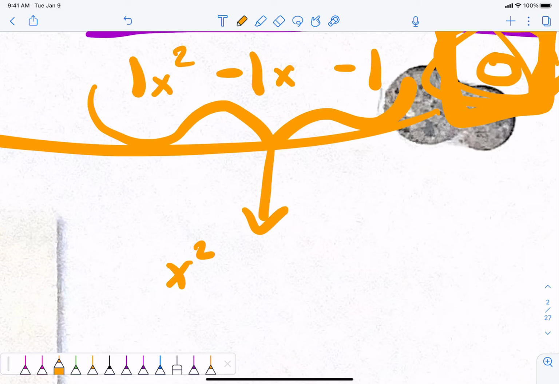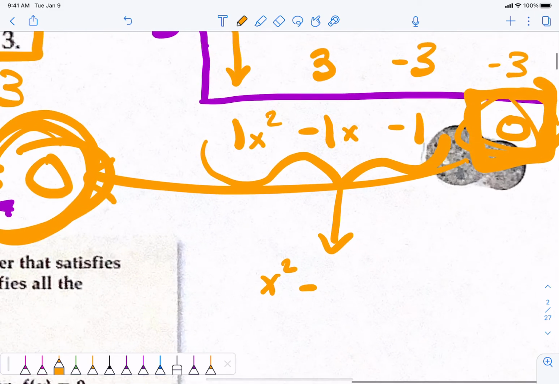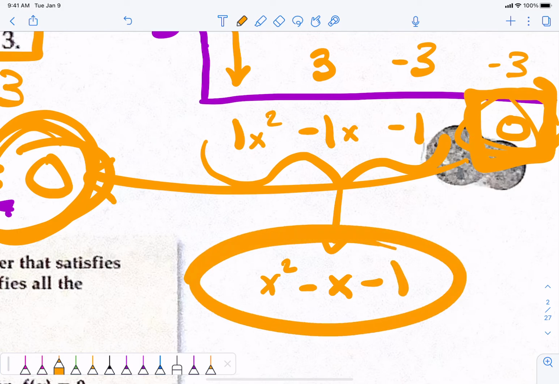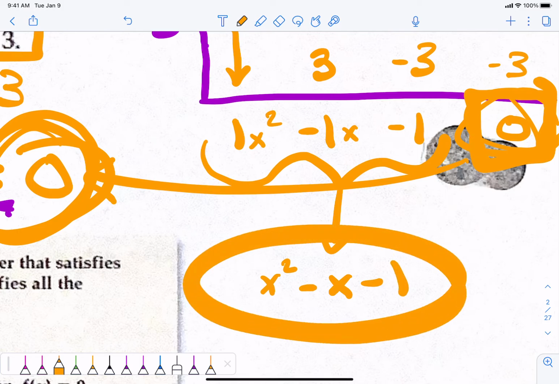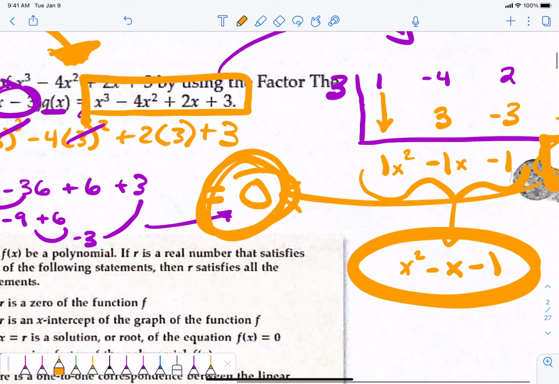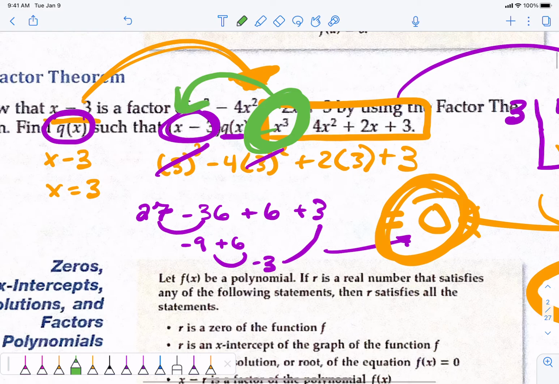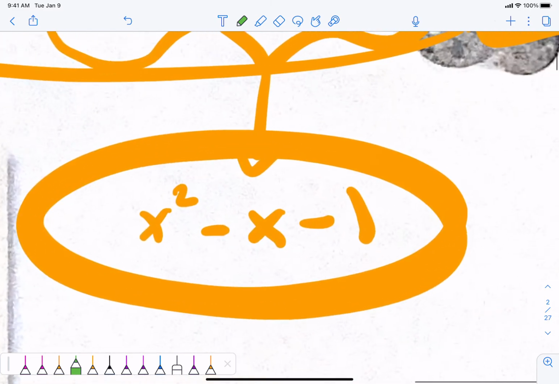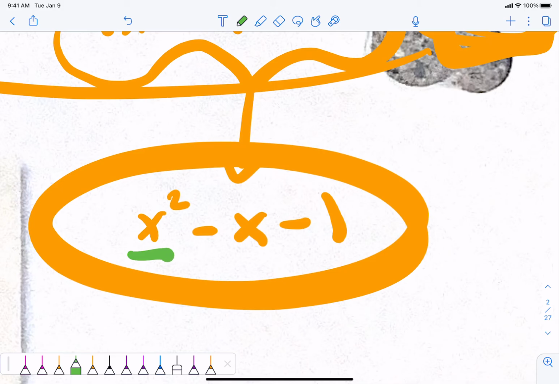Wait, what? We're starting with x squared minus x minus 1. This is what I get when I divide. Okay, let me go through that again so you know. I'm taking an x to the third power, that's the highest power here, and I'm dividing by x minus 3. That means I'm dividing an x off, right? x to the third divided by x means we're starting with x squared. Okay? Happy with that? Makes sense?